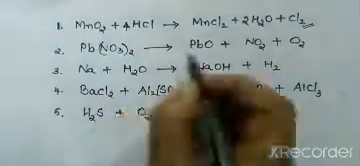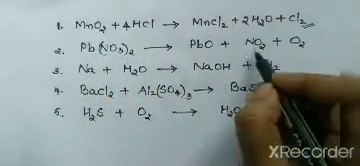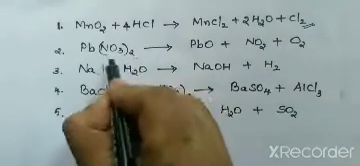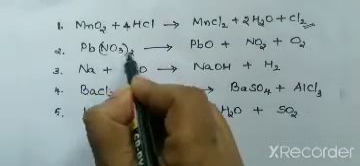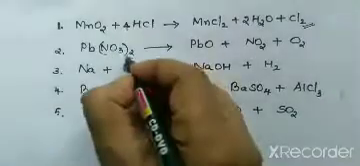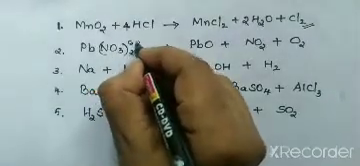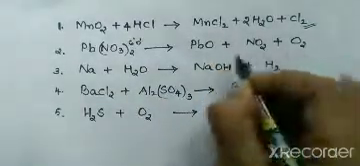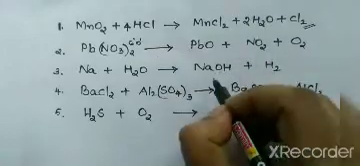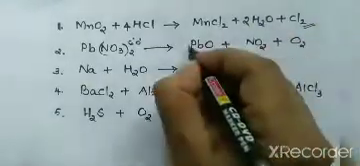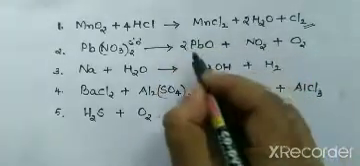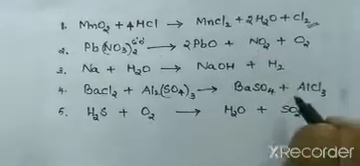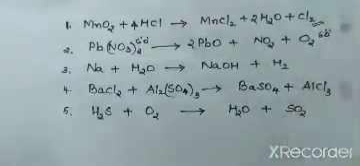Now take the next one. Lead nitrate gives lead oxide plus nitrogen dioxide plus O2. Now NO3 twice means here you will get 2 atoms of nitrogen and 3 into 2, 6 atoms of oxygen. So here you have 6 atoms of oxygen. But here 1 plus 2 plus 2, that is 5. So let us try to make it 6. So this is a trial and error method. So let us put here 2 so that it gives you 2 oxygen here. So 2 plus 2 plus 2. That gives you 6 atoms of oxygen.